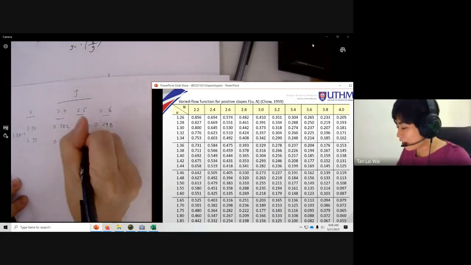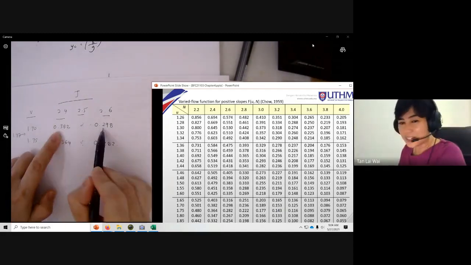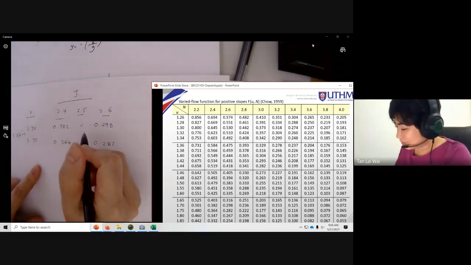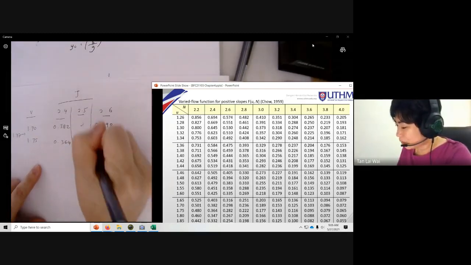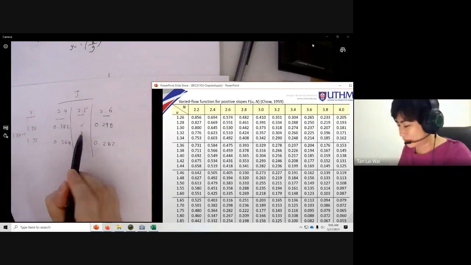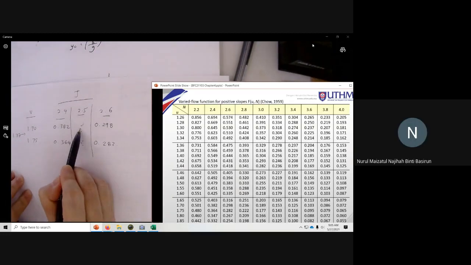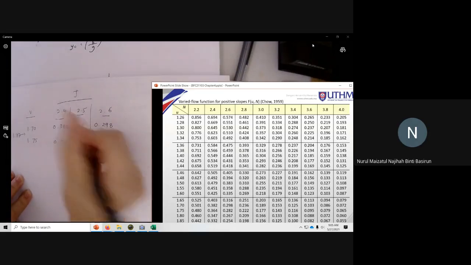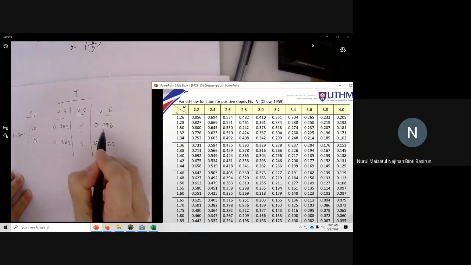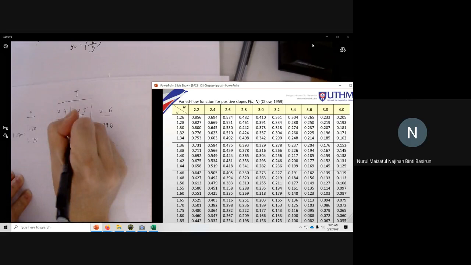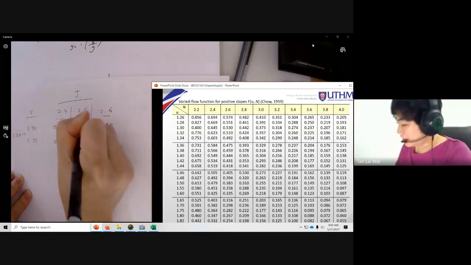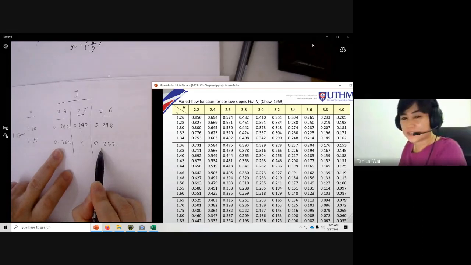Can anyone help me add this and then give me the average? Boleh bantu saya tak? 0.34. Tambahkan 0.382 tambah 0.298 bagi 2 kan? Ya betul. 0.3400. Okay, thank you. Okay, yang ini pula.